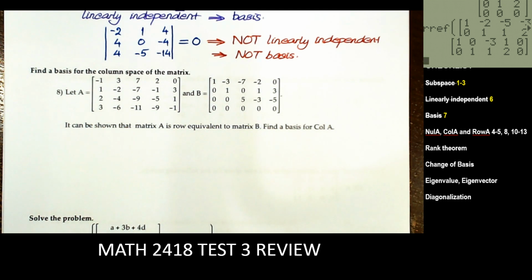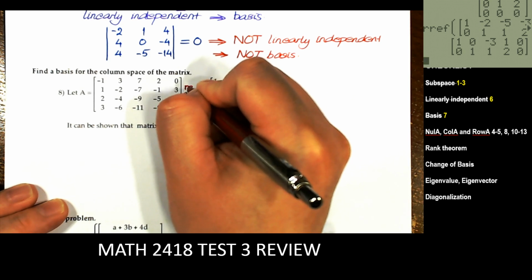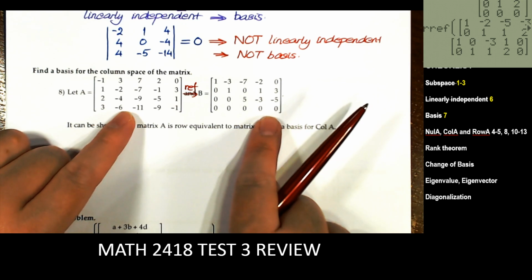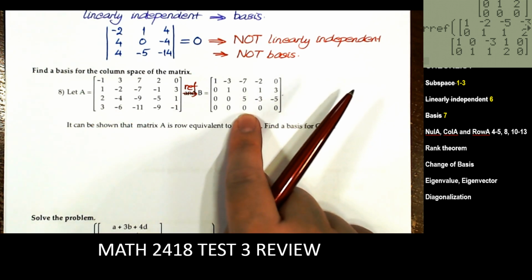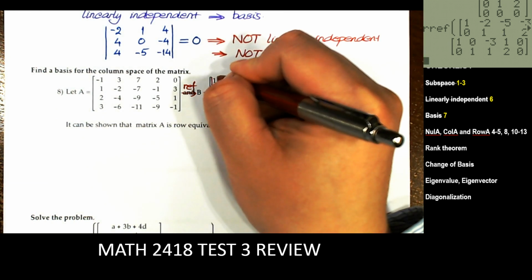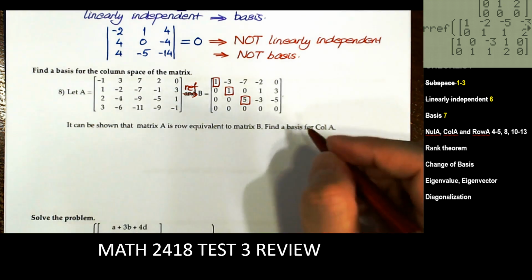All we need to do is either the row echelon form or the reduced row echelon form. On this one we already have the row echelon form ready, because they said they are equivalent, and this is in row echelon form. So we see that the pivots are here, here, and here.